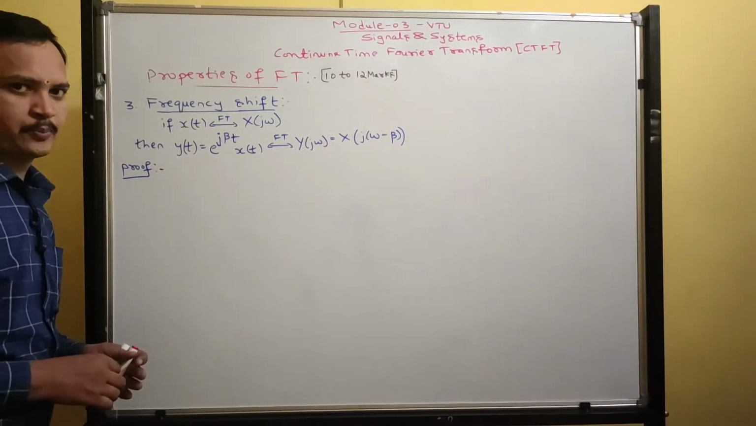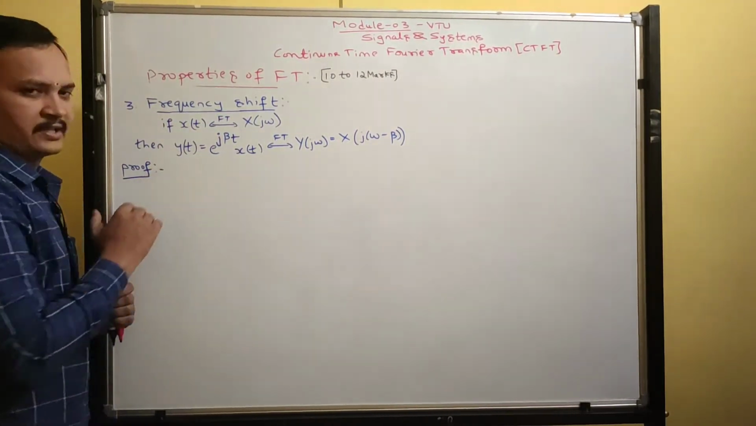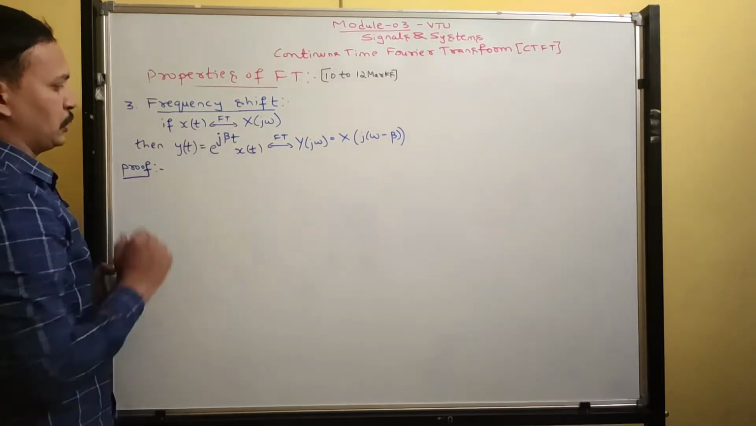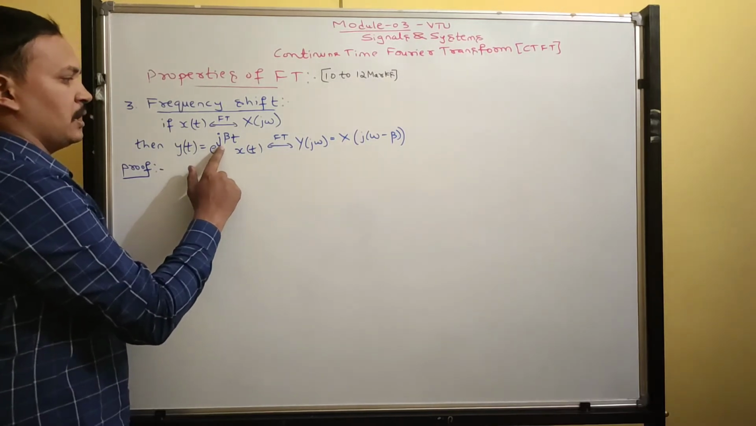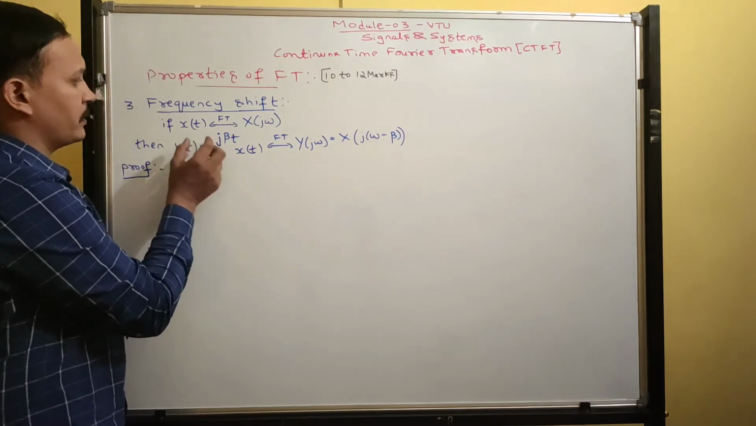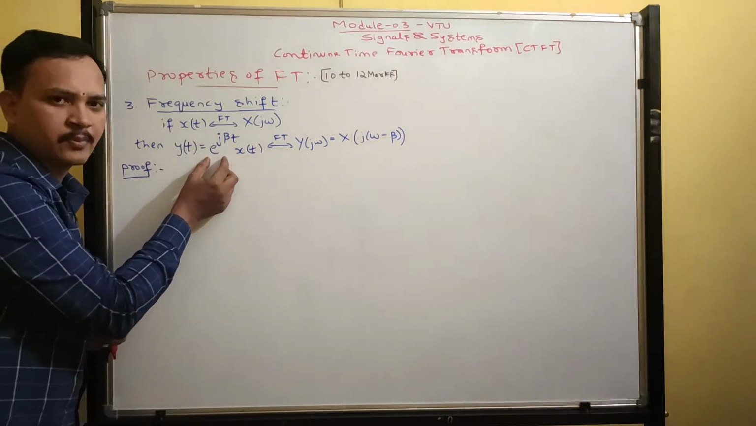Dear students, the next property is the frequency shift property. What it states: if x of t has Fourier transform X of j omega, then y of t is e to the power of j beta t into x of t. So your non-periodic signal is multiplied with some complex exponential.